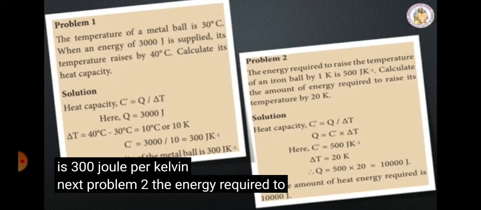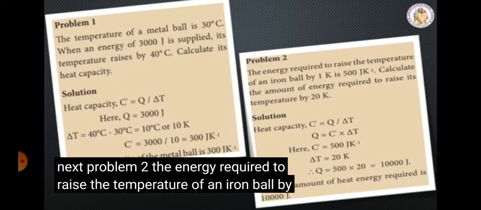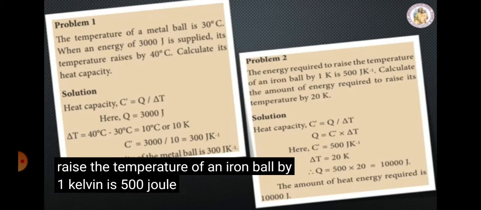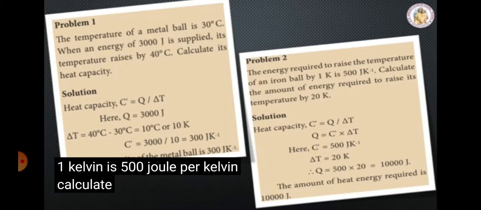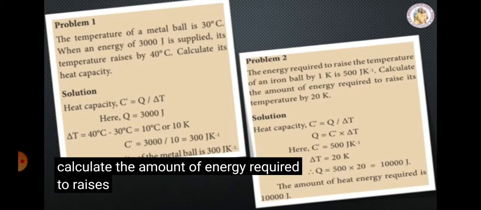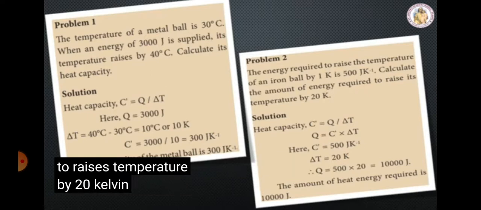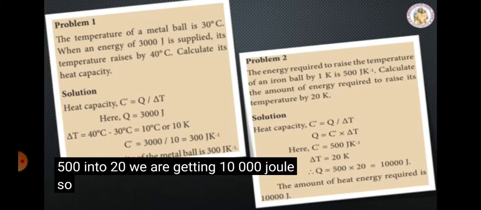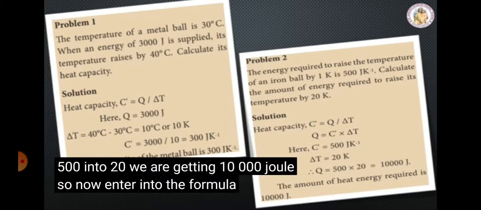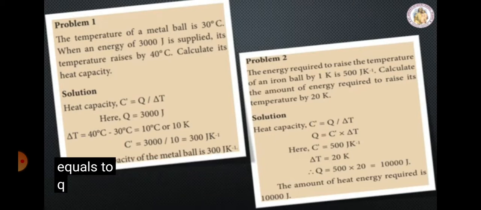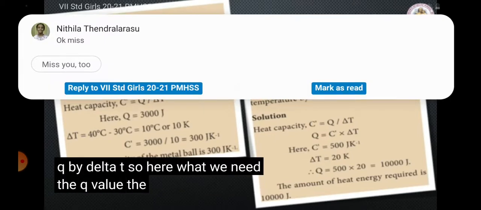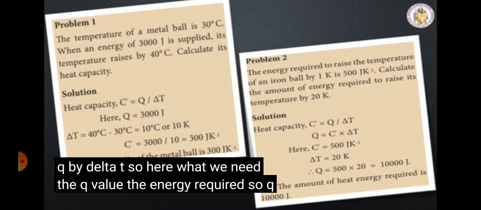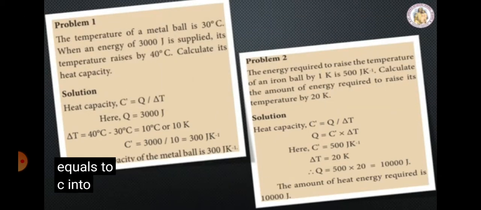Next, problem 2. The energy required to raise the temperature of an iron ball by 1 Kelvin is 500 joule per Kelvin. Calculate the amount of energy required to raise its temperature by 20 Kelvin. So it's simple. 500 into 20, we are getting 10,000 joule. So now enter into the formula. C is equal to Q by delta T. So here what we need is the Q value, the energy required. So Q is equal to C into delta T.